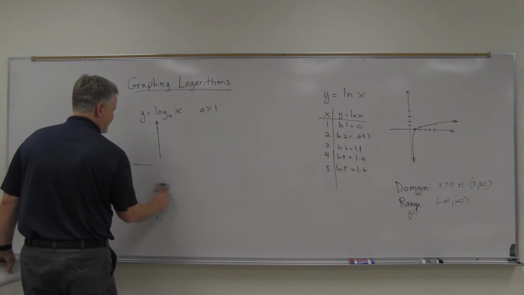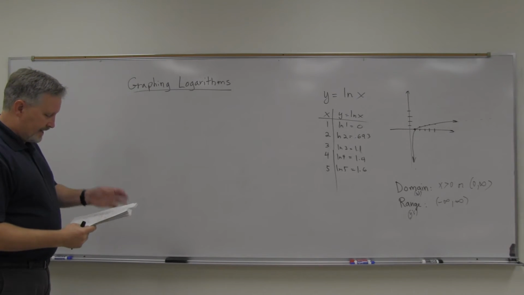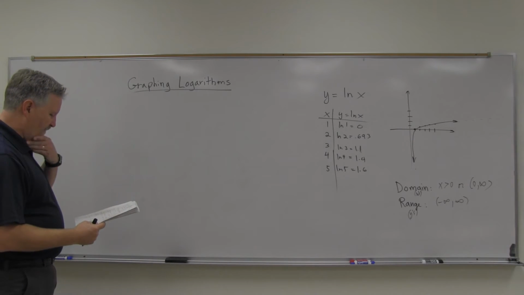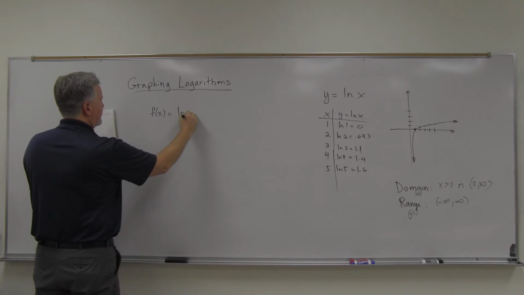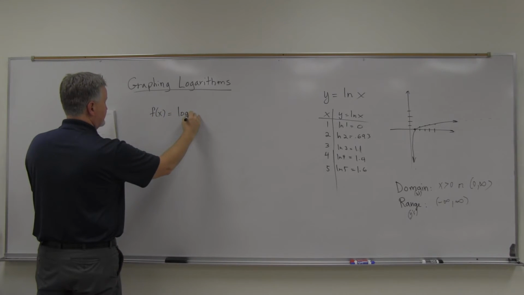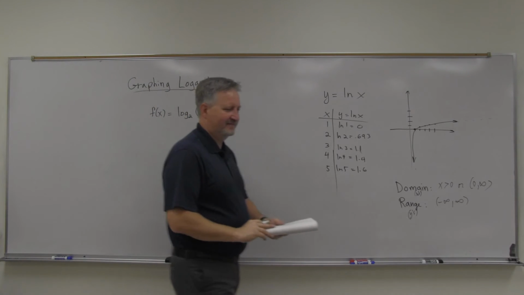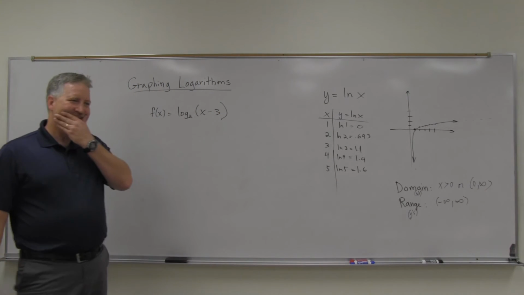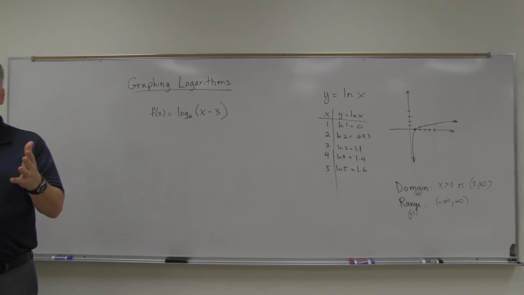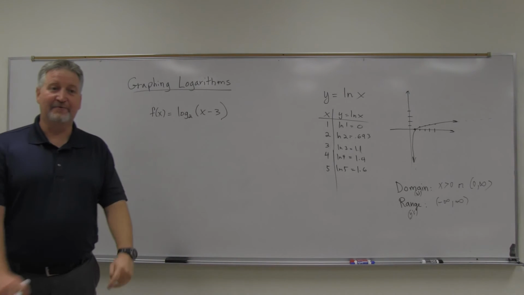All right, let me show you one other thing, then we'll be done with it today anyway. f of x equals the log base 2 of x minus 3. What do you see happening there? We got some shifting, don't we? There's some shifting going on here. What kind of shifting would be going on?